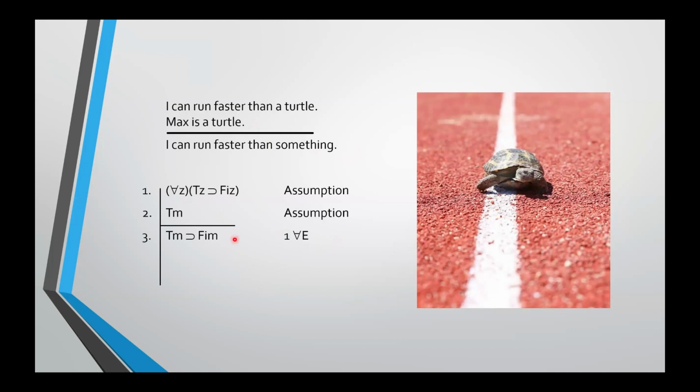Now, step one, we use universal elimination to take this universal claim and make it specifically about Max, right? If Max is a turtle, then I can run faster than Max. We then apply conditional elimination to get the result that I can run faster than Max. And then we use the existential introduction to get the result that there is a Z such that I can run faster than Z, right? I can run faster than something.